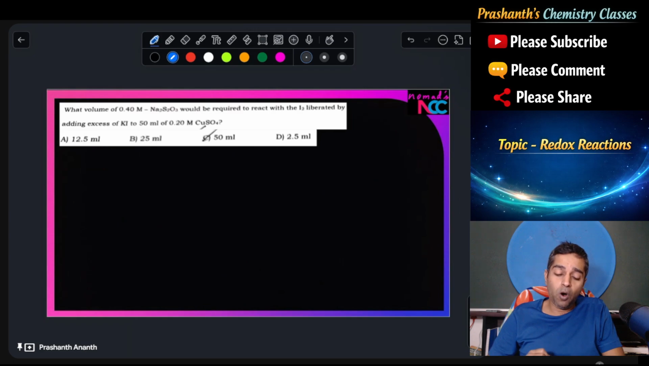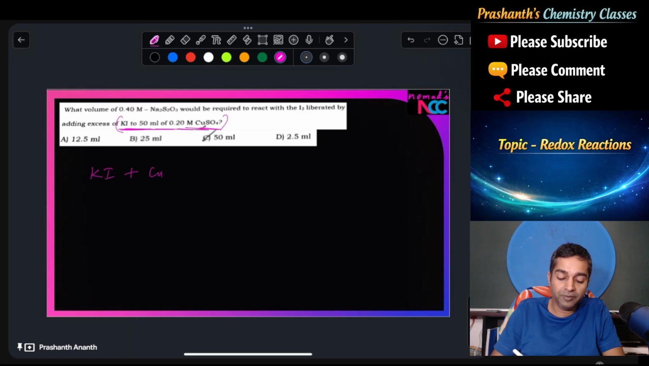What volume of 0.4 molar Na2S2O3 would be required to react with iodine liberated by adding excess of KI to 50 ml of 0.2 molar copper sulfate? Okay, all right. So let us try to break the question down. What they are telling us is we are going to be having some reaction involving iodine happening over here, wherein we are going to be having KI reacting with copper sulfate.